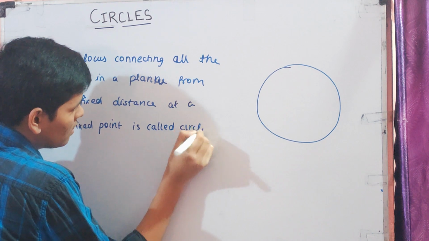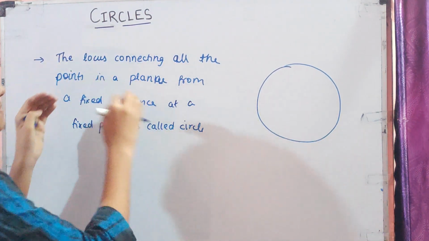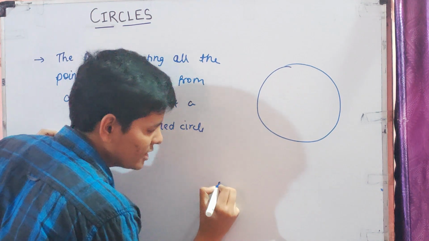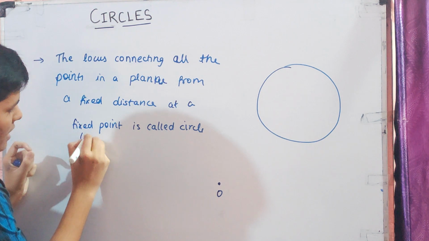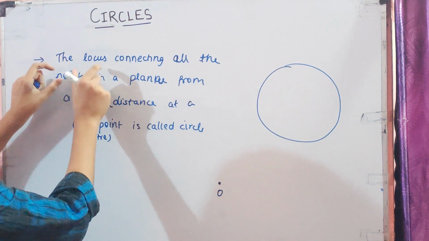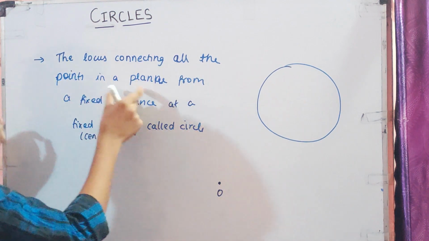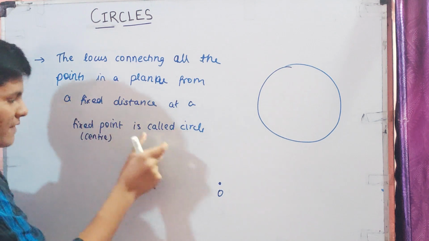So here, what is a fixed point? What do we mean by this? Locus means the path. Suppose there is a center over here. We call this O. This fixed point is called the center of the circle. Now the locus means the path connecting all the points in a plane. This board is a plane. From a fixed distance at a fixed point.